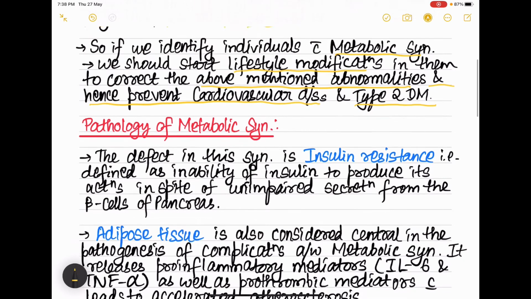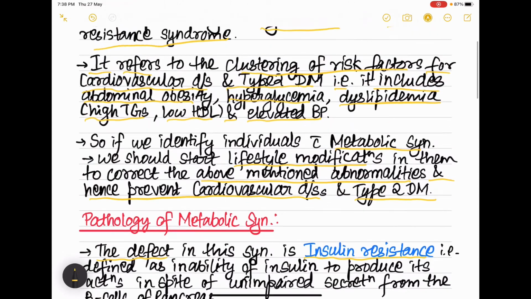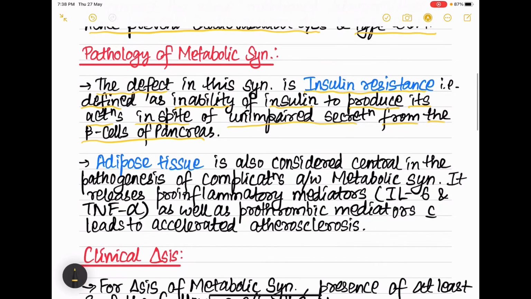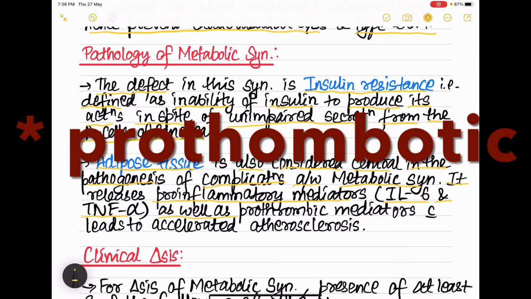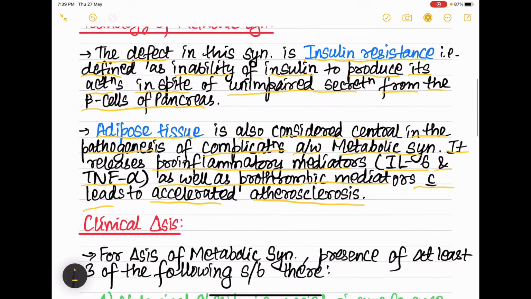Now coming to the pathology of metabolic syndrome, the defect in this is insulin resistance. As I have already mentioned, it is also known as insulin resistance syndrome. So the defect is insulin resistance, that is defined as inability of insulin to produce its actions in spite of unimpaired secretion from the beta cells of the pancreas. Along with this, adipose tissue is also considered central in the pathogenesis of complications associated with metabolic syndrome. It releases pro-inflammatory mediators, that is interleukin 6 and tumor necrosis factor alpha, as well as pro-thrombotic factors, which finally leads to accelerated atherosclerosis. Okay, so this was about the pathology.